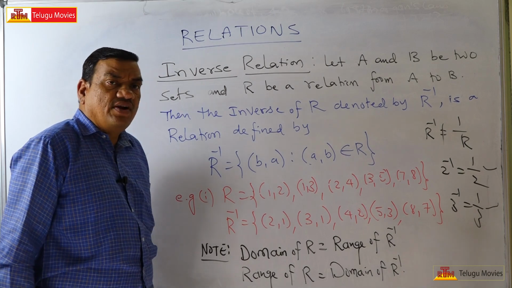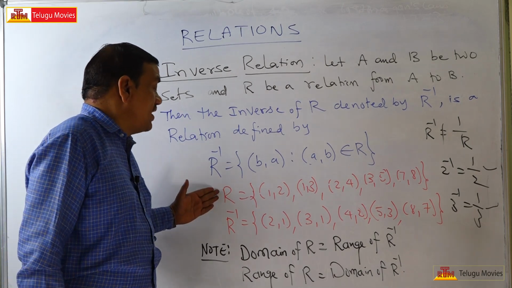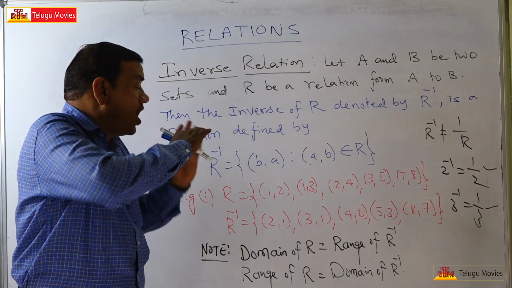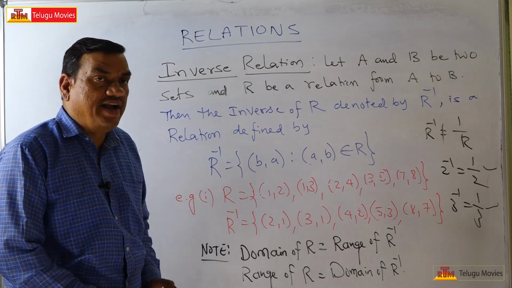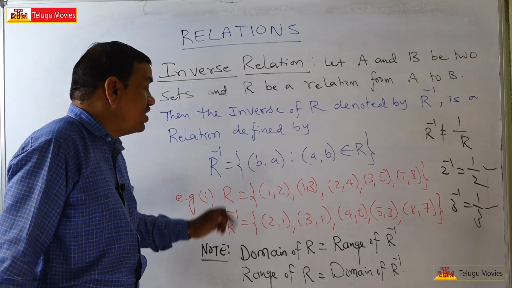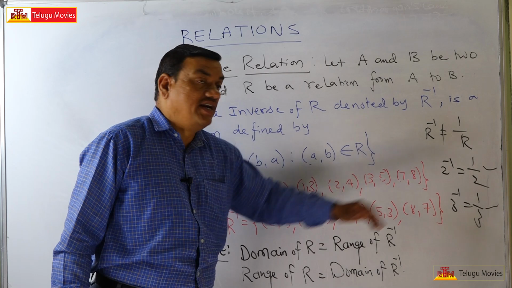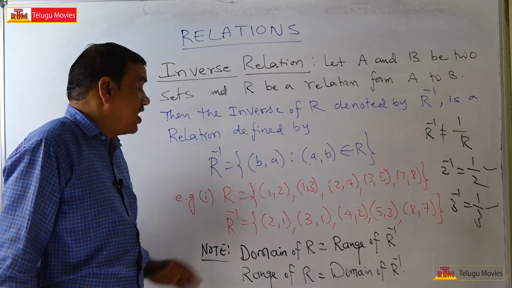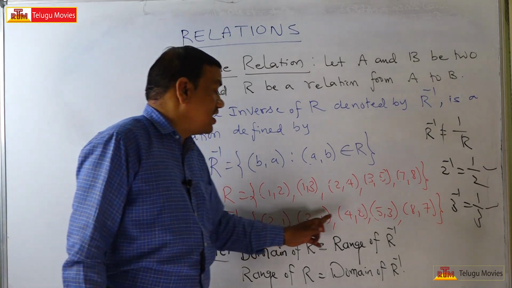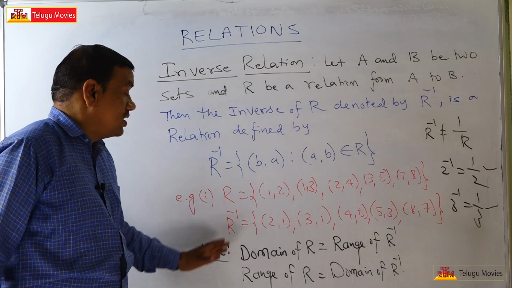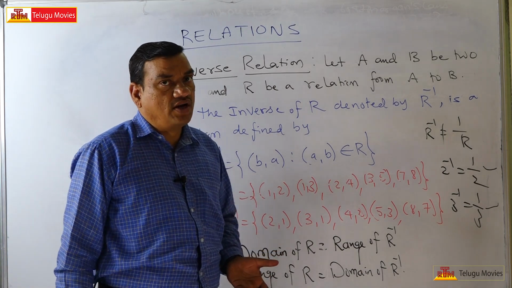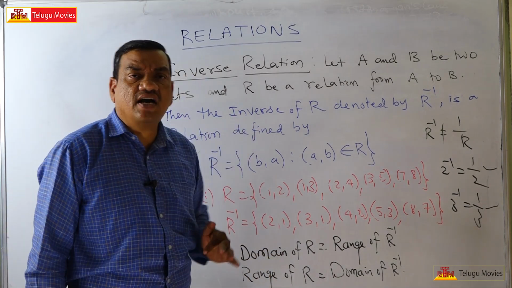Here anybody can clearly say what the domain of R is: 1, 2, 3, 7, all the first elements. This is called the domain. All the second elements is called the range. Just now I explained. What is the range of R? 2, 3, 4, 5, 8. If you observe, what is the domain of R inverse? 2, 3, 4, 5, 8. What is the range of R inverse? 1, 2, 3, 7. That means reversed. The domain of R is equal to the range of R inverse, and the range of R is equal to the domain of R inverse. So it is a very, very easy concept. Anybody can understand this concept.